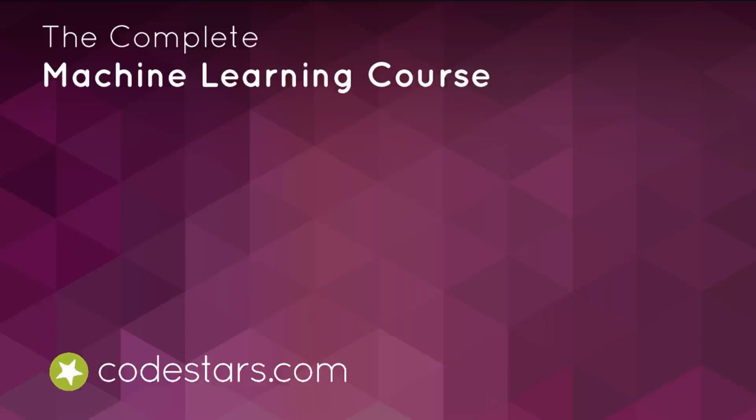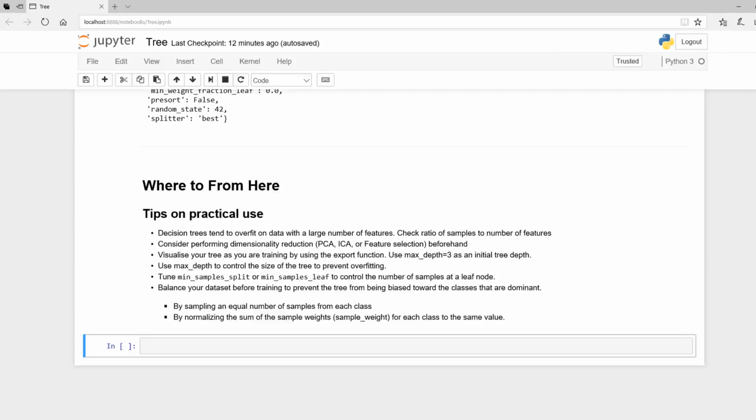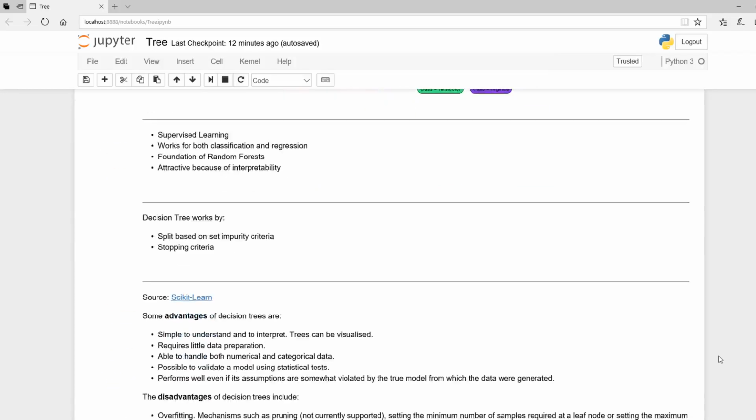Welcome back. In the last video, we covered overfitting problems with decision tree, both in the settings of regression and also in the settings of classification. In this lesson, we're going to look at where do we go from here. The one thing that we did talk about before was that decision trees are under the supervised learning space, and it works for both classification as well as regression.